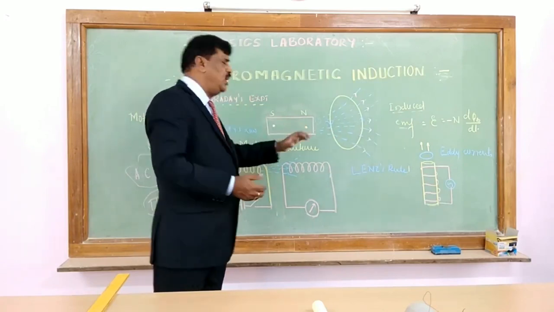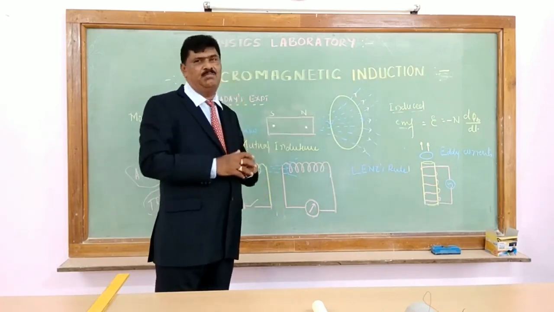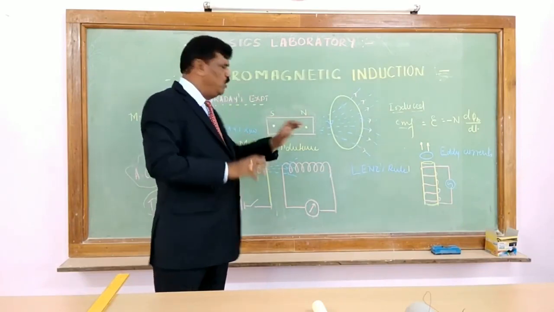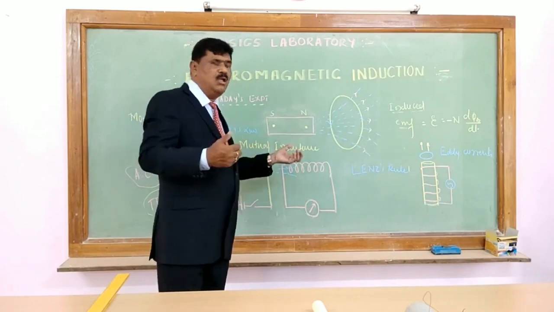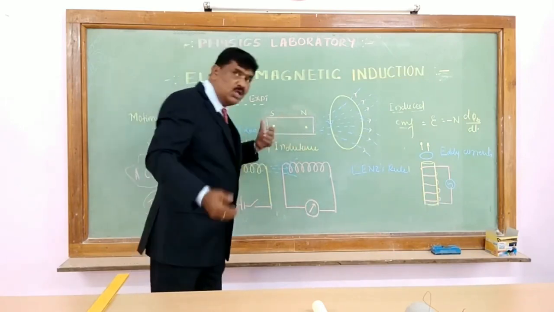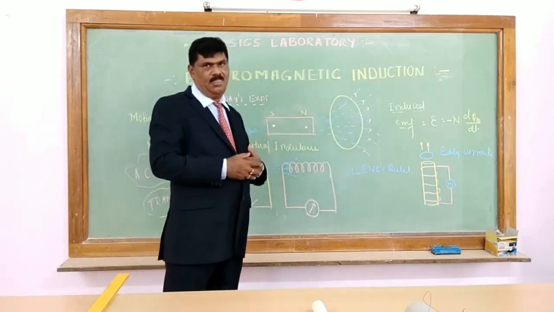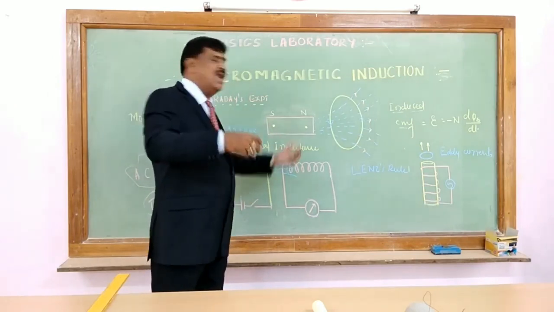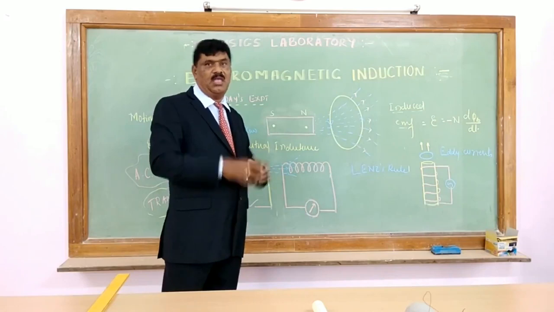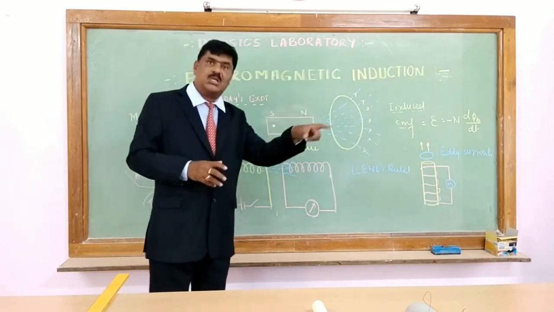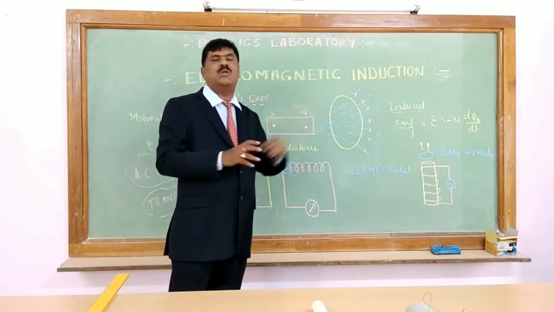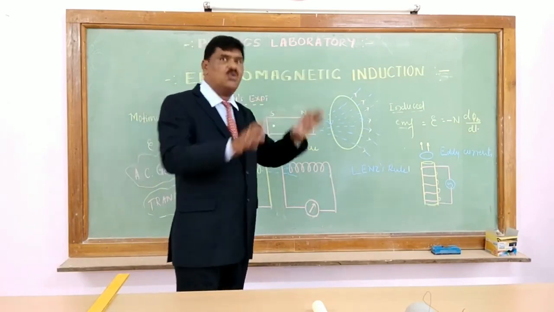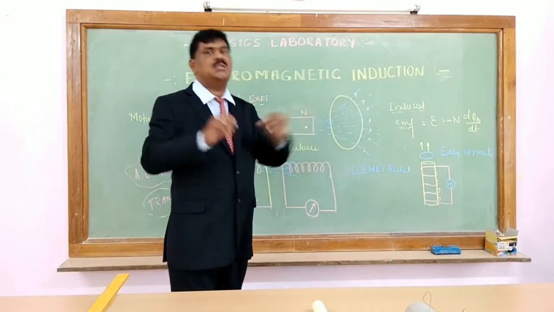If at all you want to change the magnetic flux linked with a coil, you need to have a relative motion between the two materials here. When the coil is at rest, move the magnet in and out. On the other hand, keep the magnet at rest and move the coil in and out. In both situations, there exists a relative motion between the two materials. And because of the relative motion, the magnetic flux linked to the coil ultimately changes.